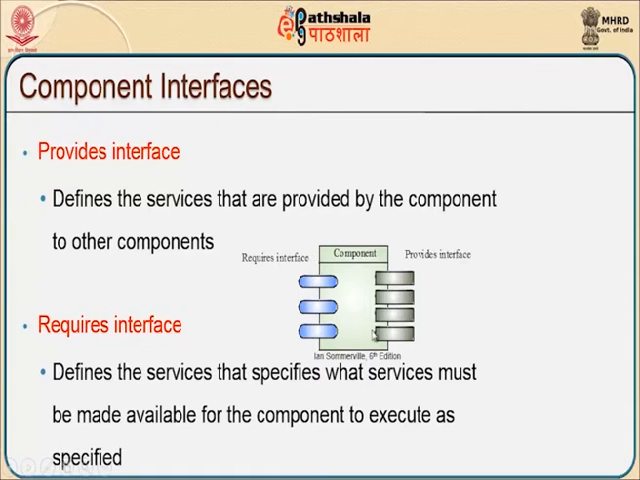This picture depicts that every component has an interface and can create an interface. The provides interface defines the services that are provided by the component to the other components, which might use this component. Whereas the requires interface specifies what type of services must be made available for the component to be executed as specified. In order to execute this particular component, these are the services the system requires, whereas the provides interface is the services that are provided to the external world.